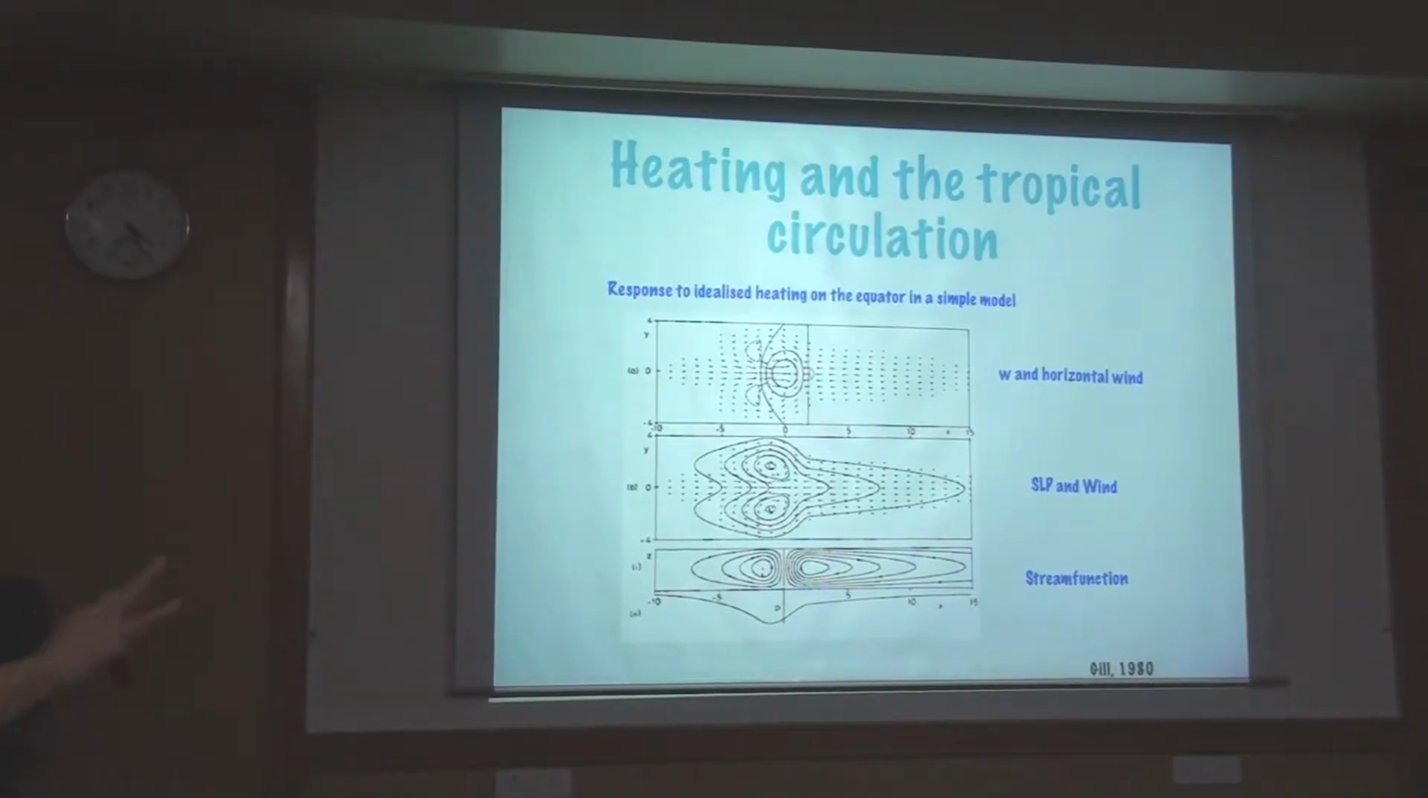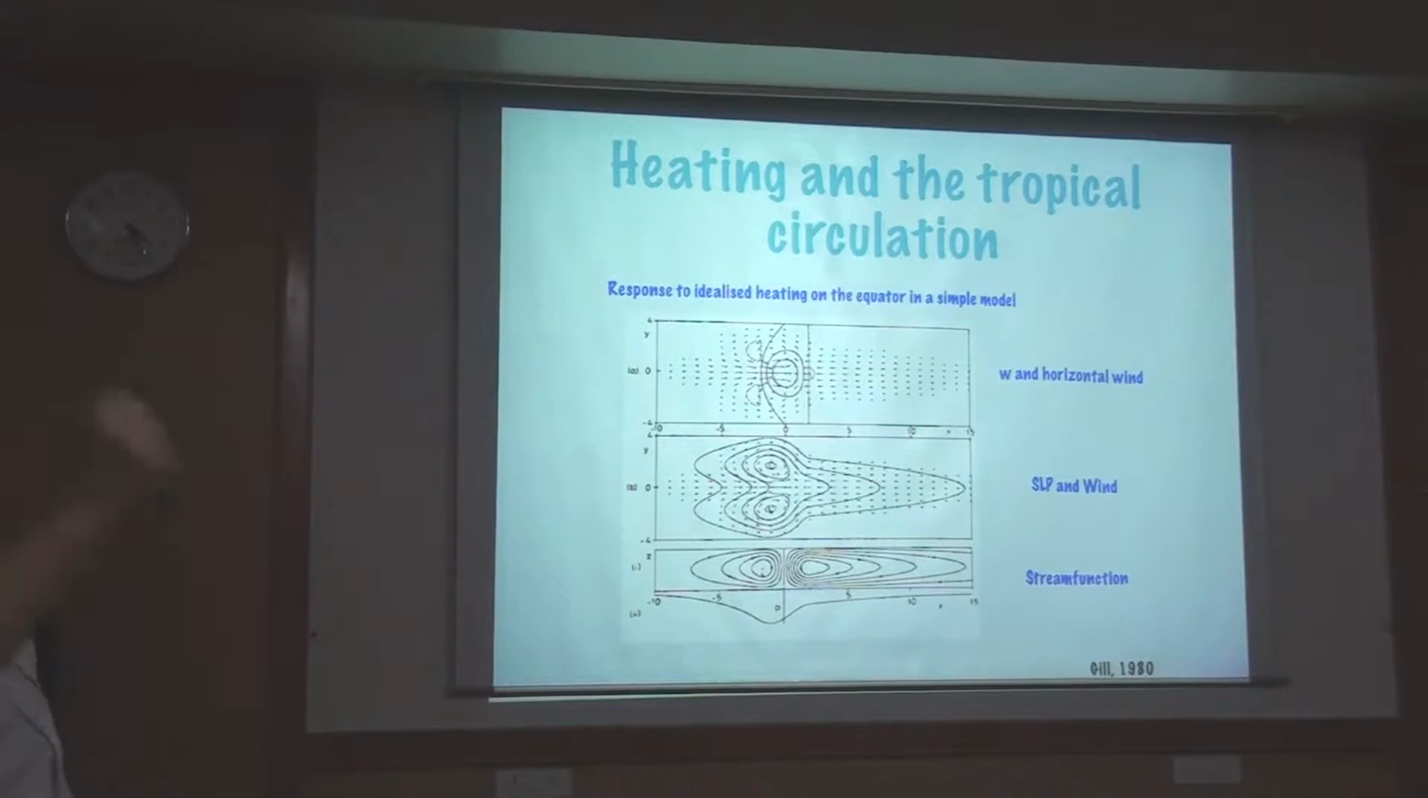And I just put this up as the simplest example, the Gill solution. If you put an idealized heating that looks like convection at the equator, here's the heat source, and then this is the response that is being induced. This is the vertical motion and the horizontal wind, right? The vertical motion are the contours and the horizontal wind. So you get flow into the region of the heating. This is the sea level pressure anomaly, so you get two low pressure systems to the north and the south.